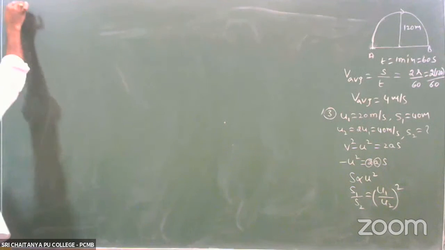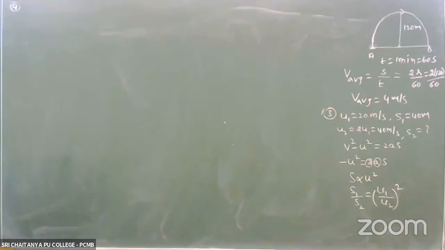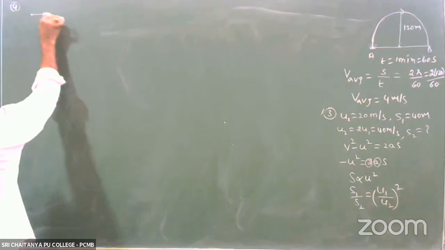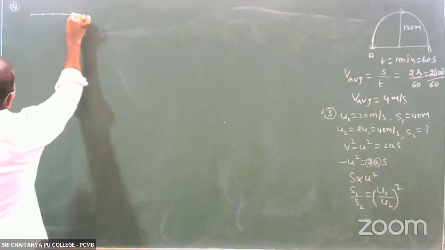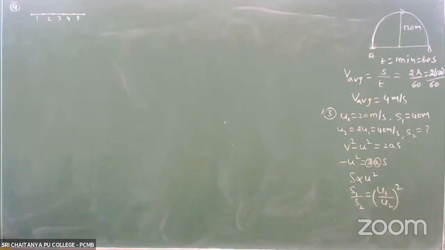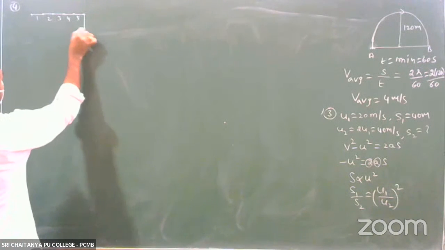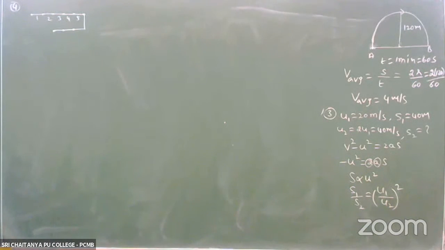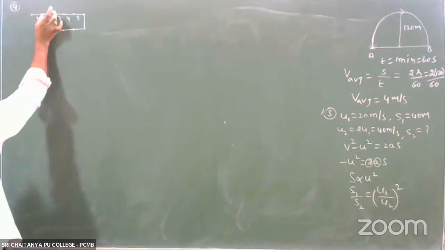Next, the fourth one, exercise 2, fourth problem. A drunkard is walking along a straight road. He takes 5 steps forward and 3 steps backward. 5 steps forward: 1, 2, 3, 4, 5. And again 3 steps backward: 1, 2, 3. Next, what is given? Each step is 1 meter long. How much time is it taking?